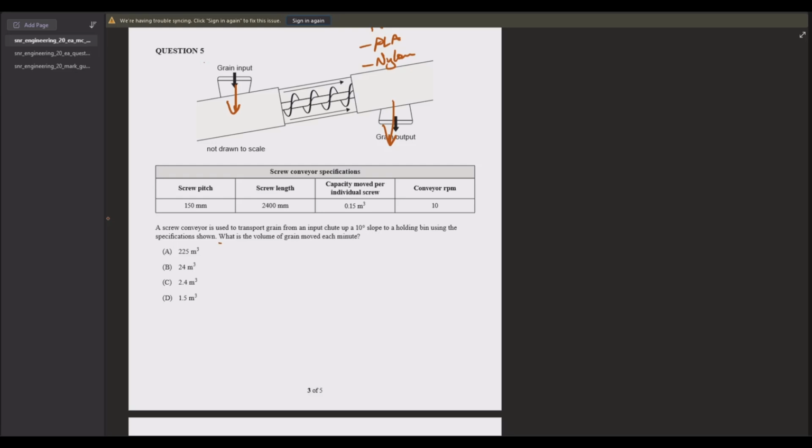Now this is really, really tricky if you have a look at the marking scheme. When you read the question through the first time, it doesn't actually mean what you first thought it did. The question isn't asking how much grain in the time frame is coming through the output, as you would think from this diagram here. It's actually how much grain is being physically moved. So we're going to need to have a closer look at these specifications.